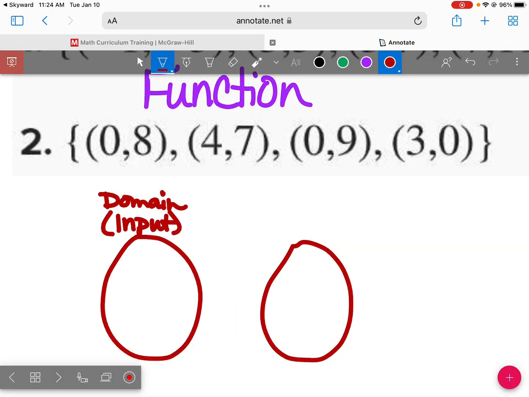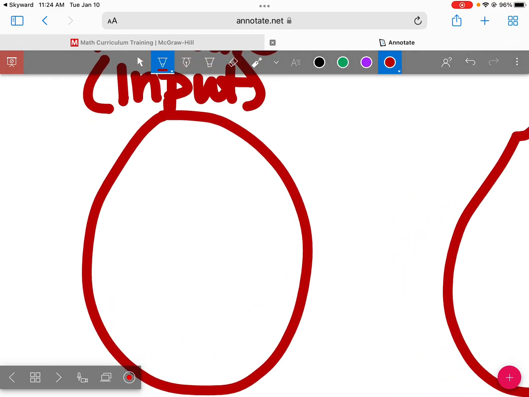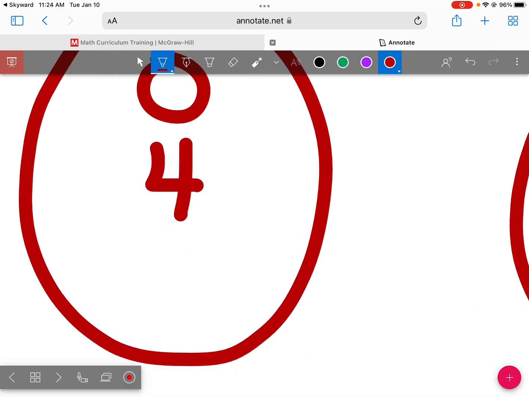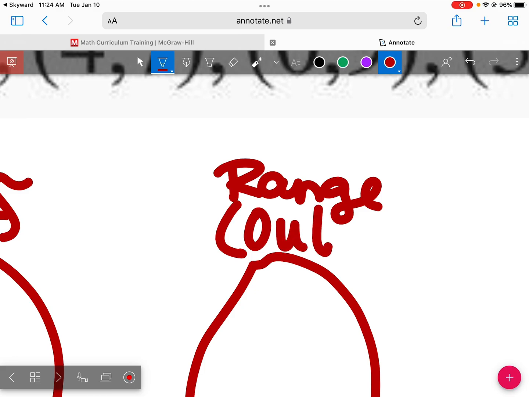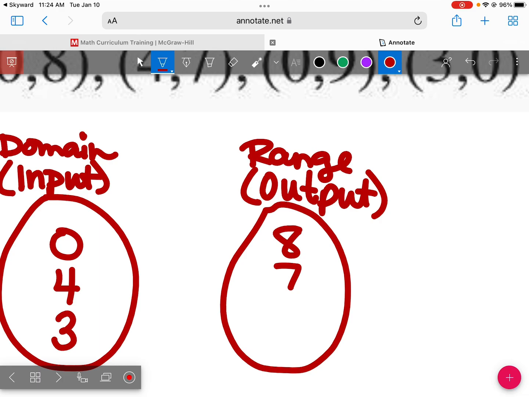What kind of numbers should I put in the bubble for the domain? 0, 4. I already have 0 there, so I don't put it in twice. So 0, 4, and 3. I don't repeat any numbers when I do this. I would just draw more arrows if anything repeats here. And then what would I put in the range bubble or in the output bubble? 8, 7, 9, and 0.